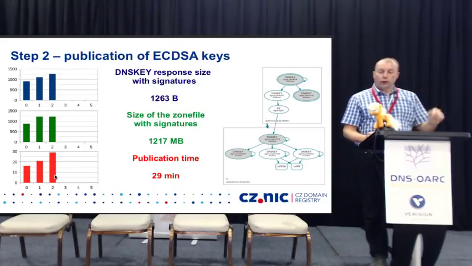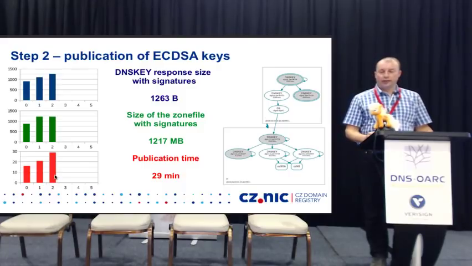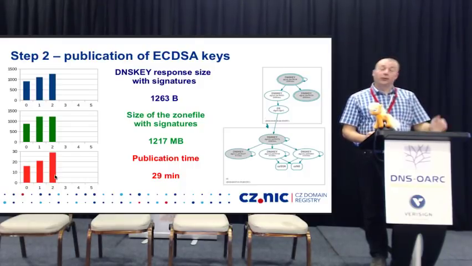And this was also the step where we got one piece of information: one guy sent us over Twitter that his unbound stopped validating .cz, but it was the only one. I will get to that a little bit later.